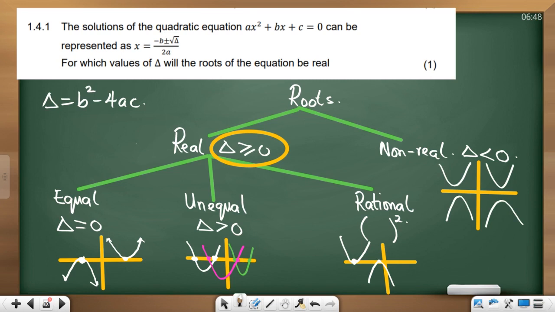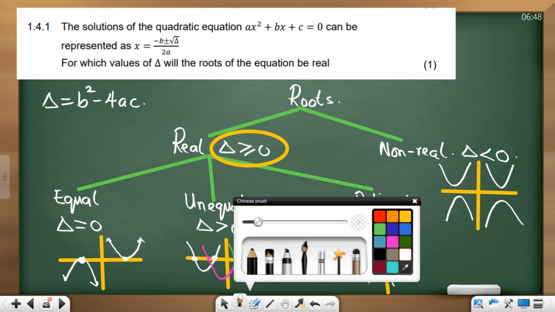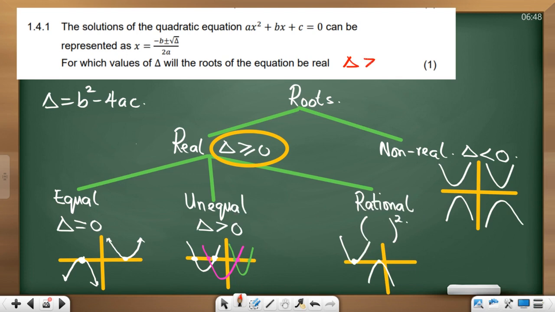All right. So if I want to answer this question, for which values of the discriminant will the roots of the equation be real? I've already answered. My real root discriminant must be greater than or equal to 0. 1 mark, and I'm done. So it is your duty to remember this very short summary on nature of roots.